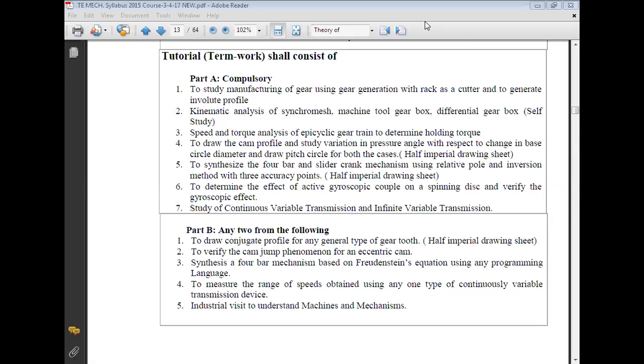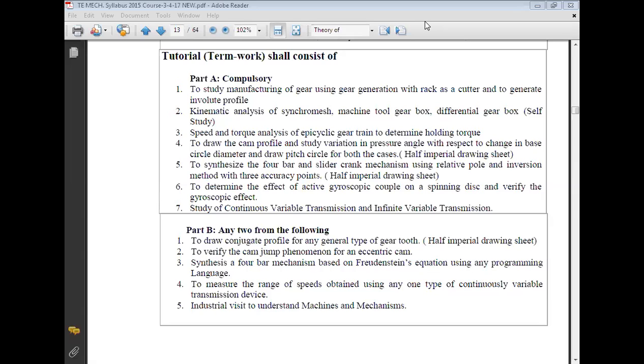Next one is to verify the cam jump phenomena for an eccentric cam, as this is part of the fourth unit, cam jump. There is a term like cam jump, what exactly this cam jump phenomena is and how it can be seen in case of an eccentric cam. That is what we are going to study in this particular assignment or experiment.